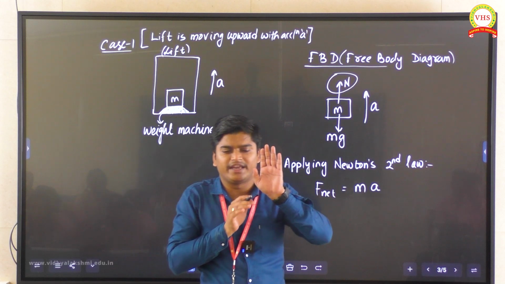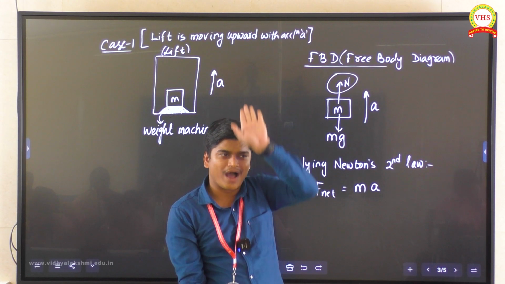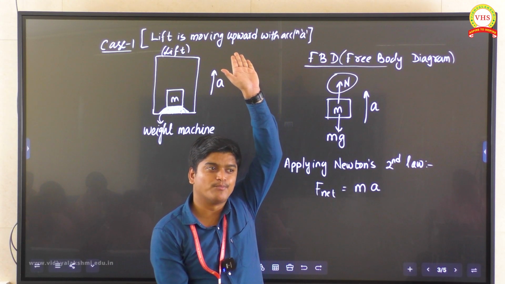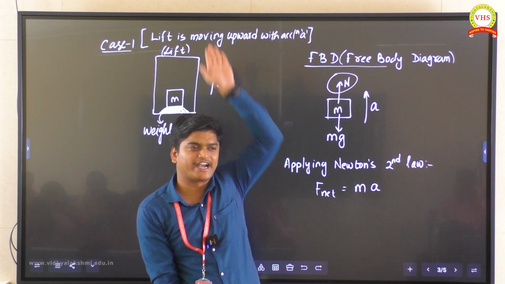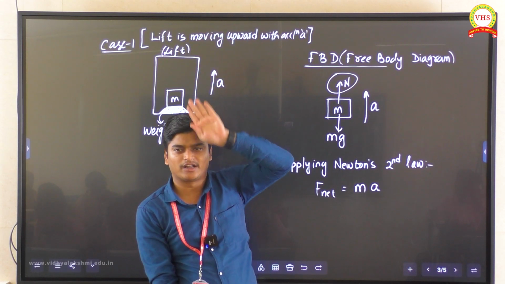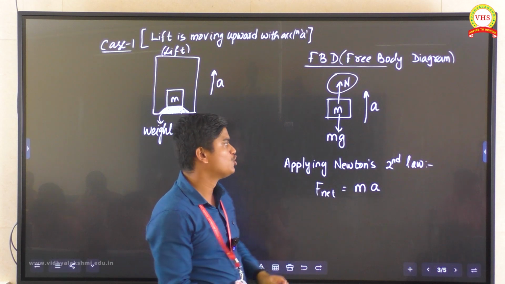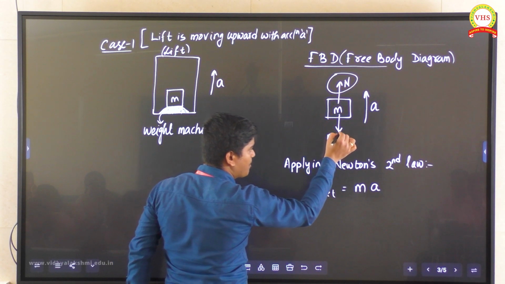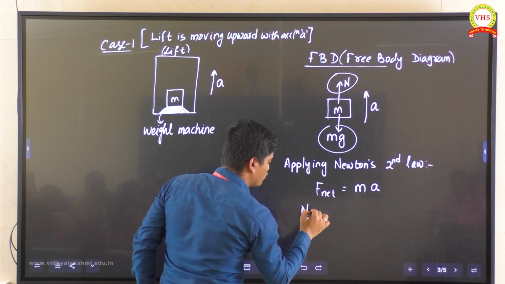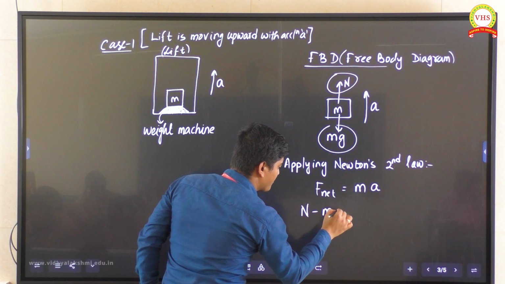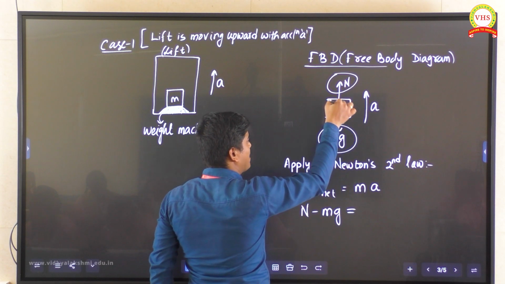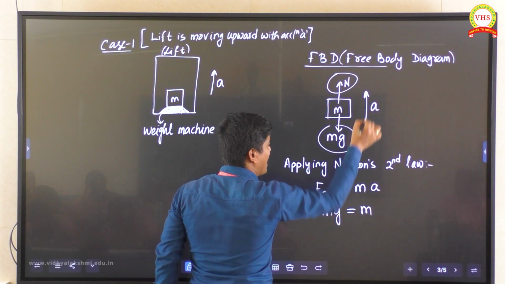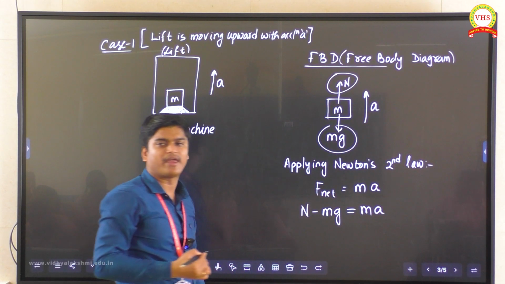Suppose two forces are acting on me. One is upward, one is downward, but I am moving in the upward direction. So which force is greater? The upward force N is greater. So I'll write F net as the greater force minus the smaller force, which is mg. So N minus mg equals the mass of this object times its upward acceleration, so ma.